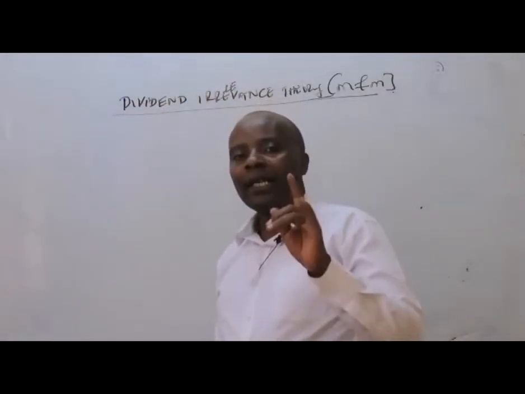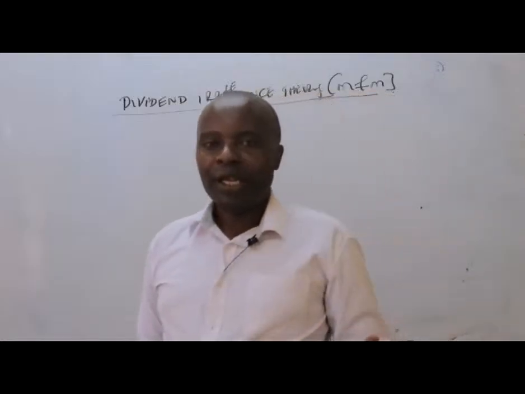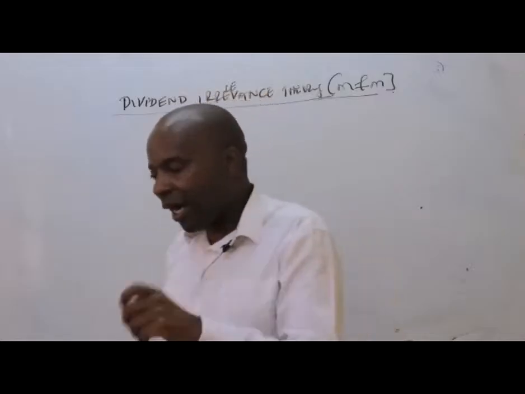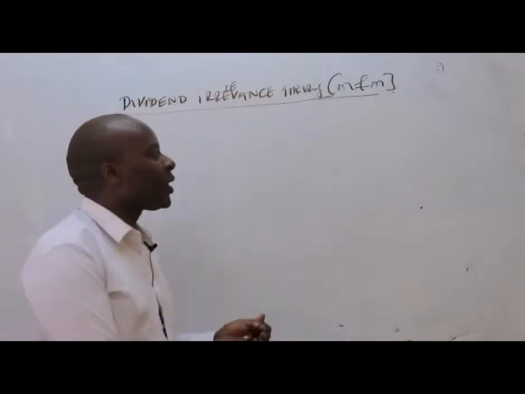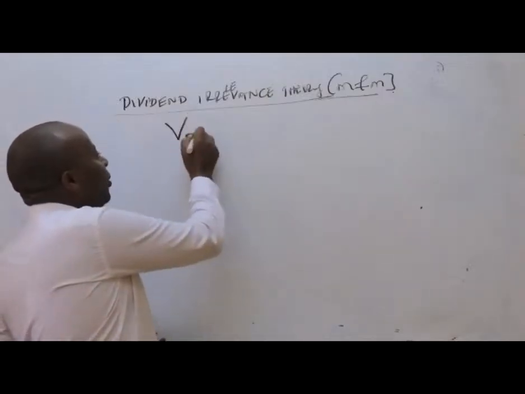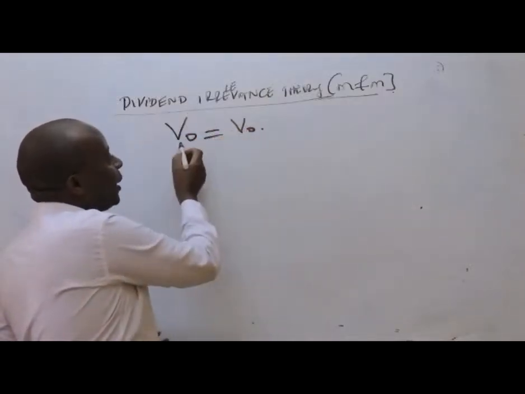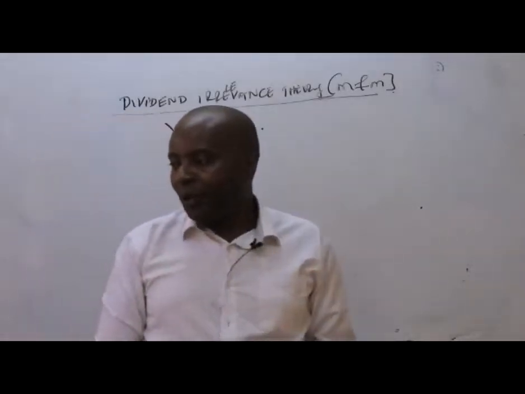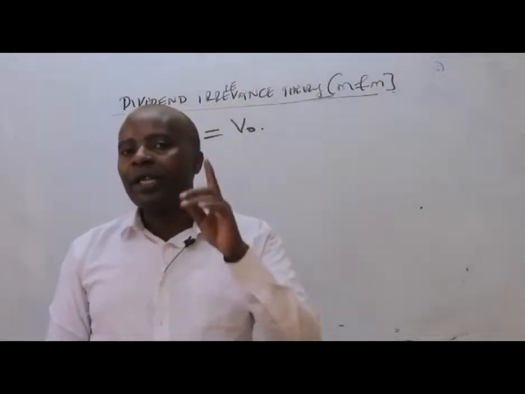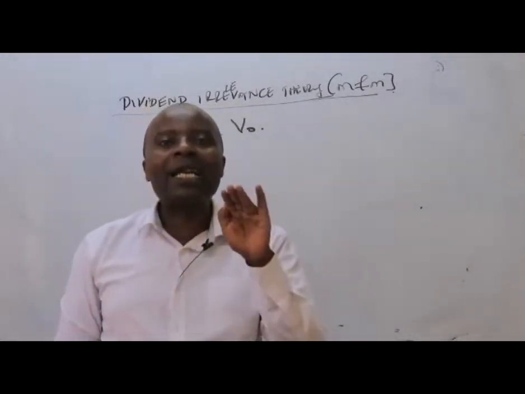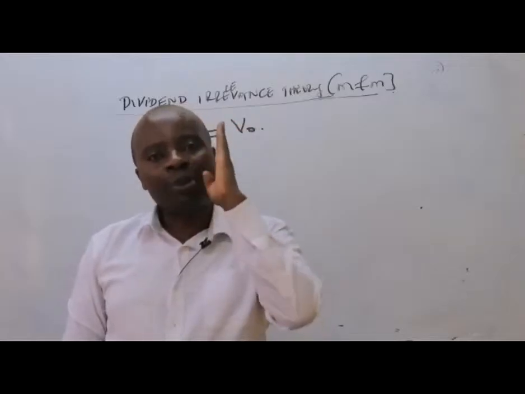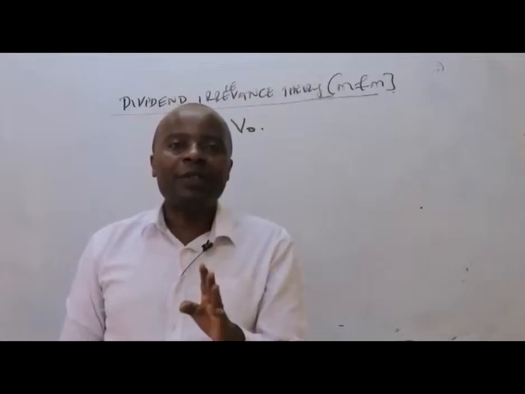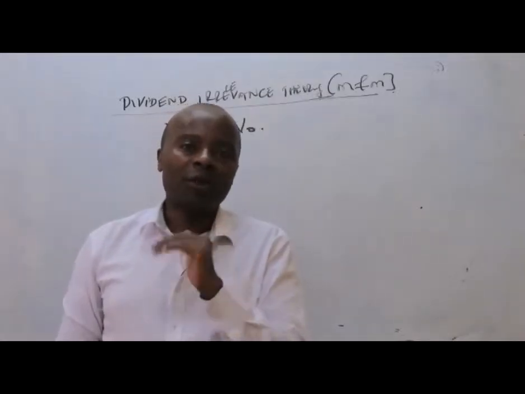So remember, under dividend irrelevance theory, whether you pay dividends or you don't pay dividends, the value of the firm will always be the same. So the concept here is that the current value of the firm, when we talk of P0, means current value, is always the same regardless of whether you decide to pay dividends or you don't pay dividends. It's called the dividend irrelevance theory.